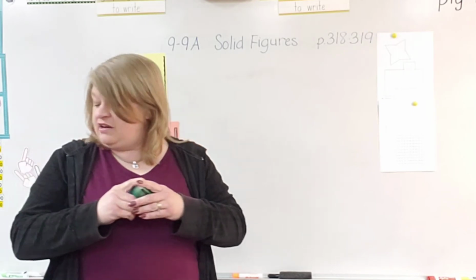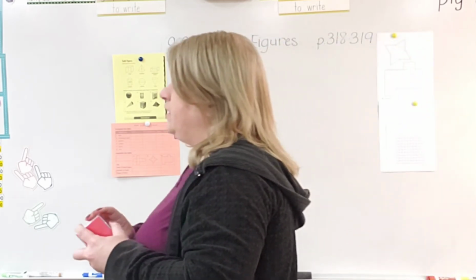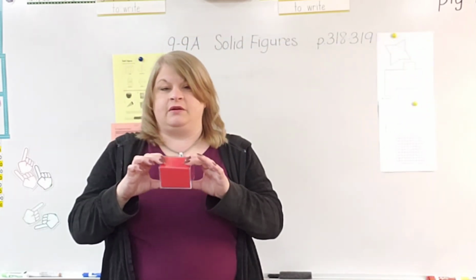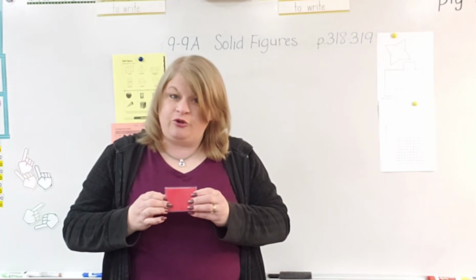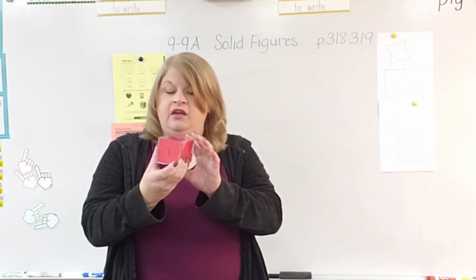All right, and then the last one on your list, can you pronounce what that is? What is that one? That is a rectangular prism. It's a box, like a cube, except 4 of the faces are rectangles and 2 of them are squares, okay?